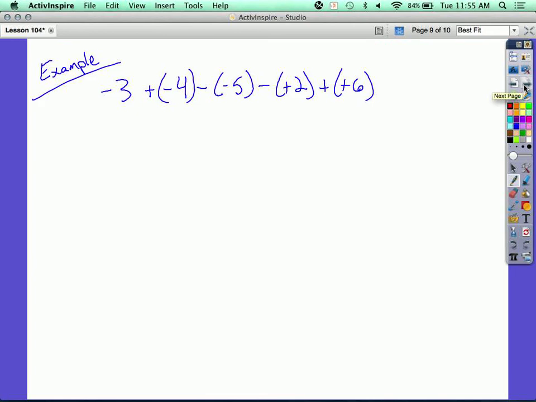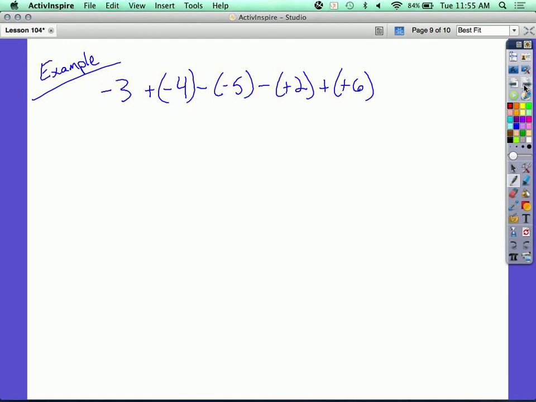Now, the example for the whole lesson. So all that was building up to this. Because this is how you're going to see the problems, not in those boxes. So what we're going to do is we're going to take all of these numbers and we're going to basically figure out if they're positive or negative and then combine like terms and make it easy to solve.